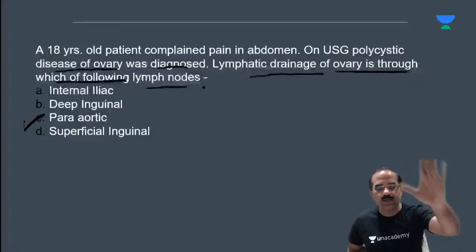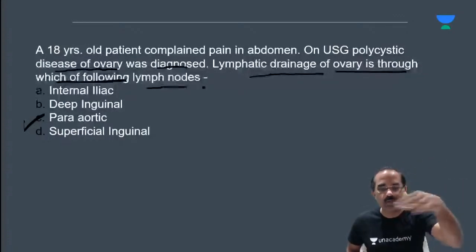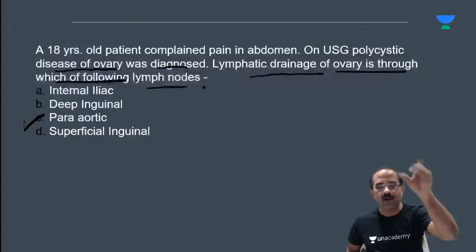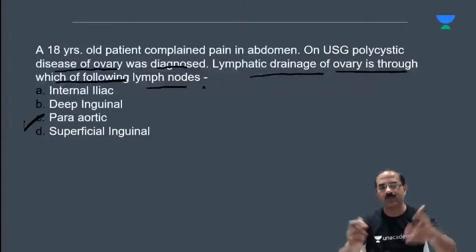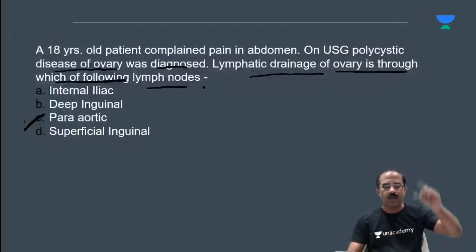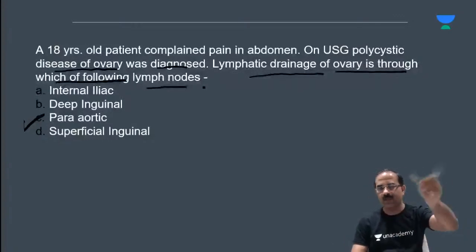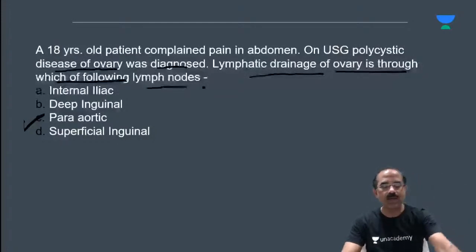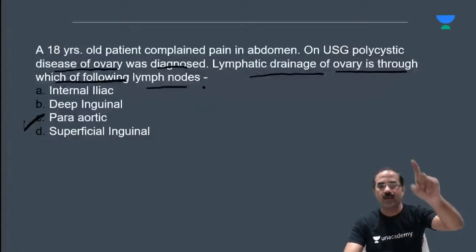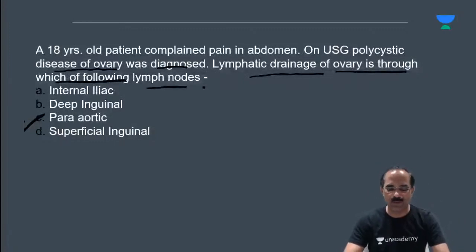Remember, students, the testis and the ovaries drain into which lymph nodes? The para-aortic lymph nodes. Para-aortic, okay? Testis and the ovary, they drain into the para-aortic lymph nodes. Can anyone tell me what is the blood supply of the testis and the ovary? The testis and ovary are supplied by gonadal artery, and this gonadal artery is a branch of abdominal aorta. Clear to all of you?